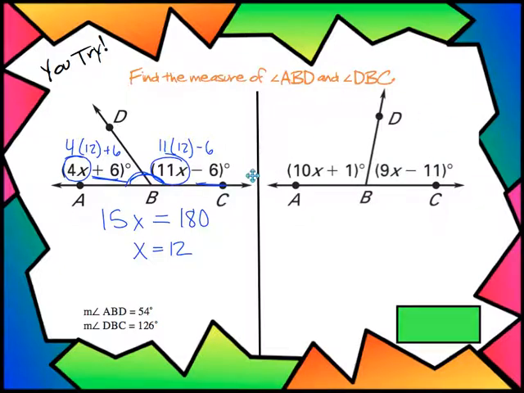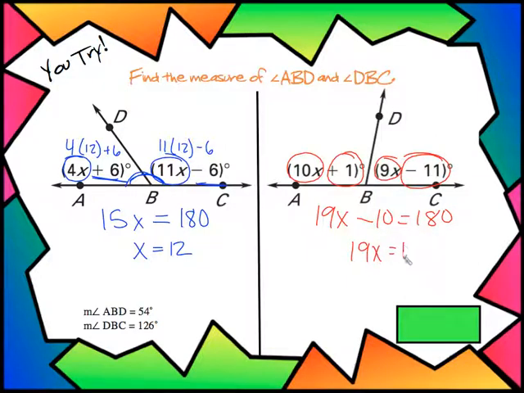So pause the video and try this one, then I'll work it out. So I'm going to combine my like terms. 10x and 9x make 19x. 1 and negative 11 make negative 10. So I get 10 for x. 10 times 10 is 100 plus 1 is 101. 9 times 10 is 90 minus 11 is 79.